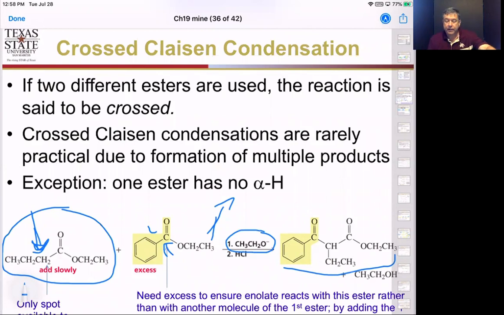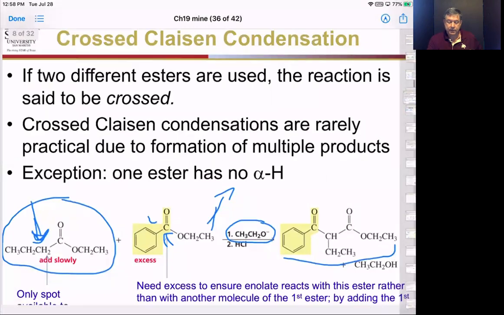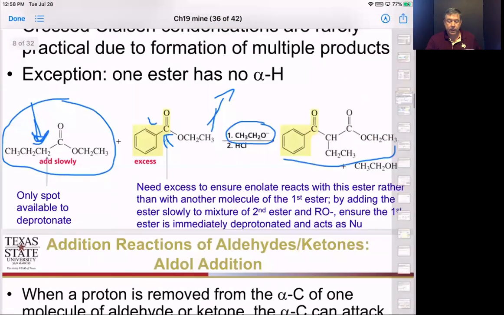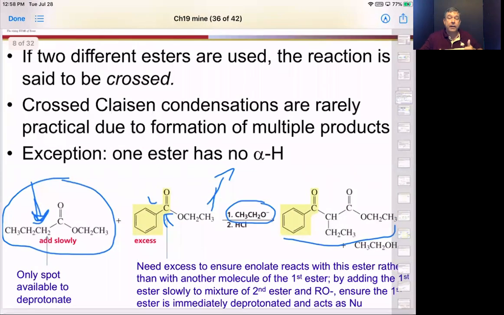Okay, questions on that? Let's see, I think we're going to move on to another reaction here. Yeah, so what I want to do is stop here, go ahead and take a 10-minute bio break, and then we're going to move on to the Aldol condensation, which is the next one.